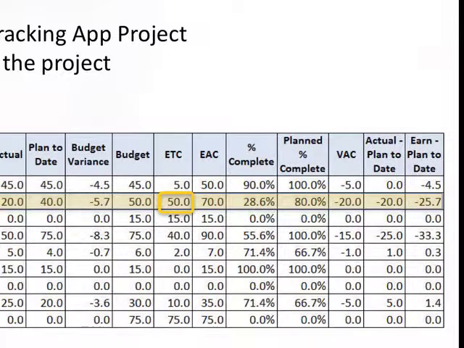Continuing on, if we look at the ETC, we can see that the estimated remaining effort for this activity is 50. 50 is what was budgeted, and our estimate at completion is 70. Variance at completion indicates that unless corrective actions are taken, we are likely to overshoot our budget by 20 days.